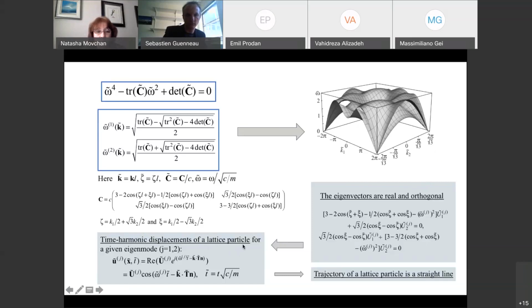lattice particle for the given eigenmode, it will have this particular form. Apologies, I have some people riding motorbikes around. The displacement of a particle will have this particular very easy to interpret form. And it leads to the fact that the trajectory of each lattice particle is in fact a straight line. And this happens for just a normal monatomic triangular lattice.